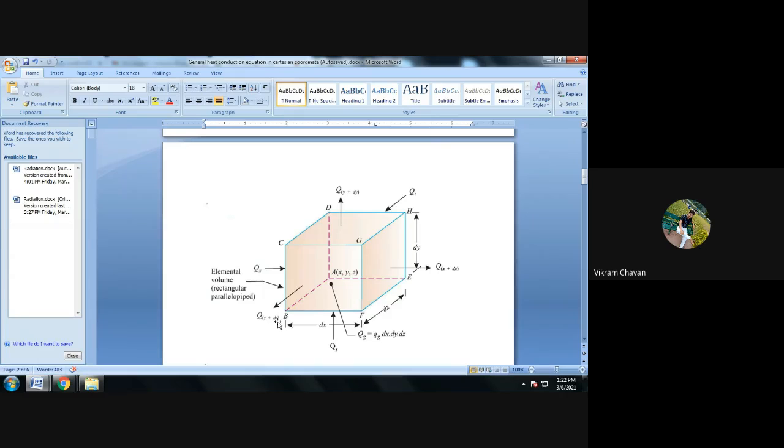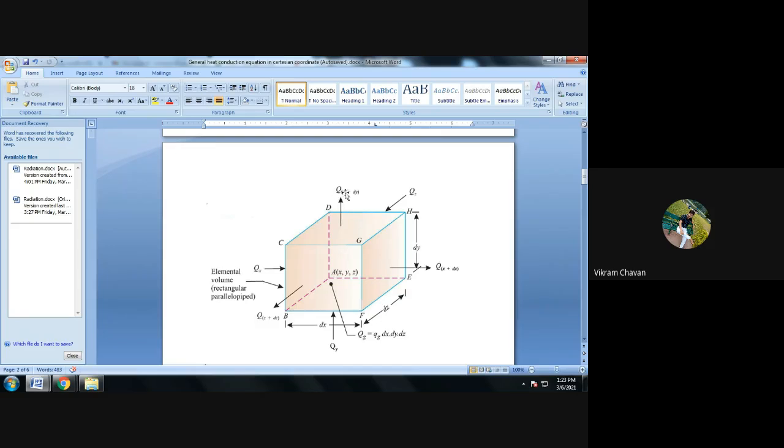Some amount of heat will be stored, or some amount of extra heat will be added because of heat generation in the element. And in a similar fashion, the heat is leaving in the y direction from the face DCGH.